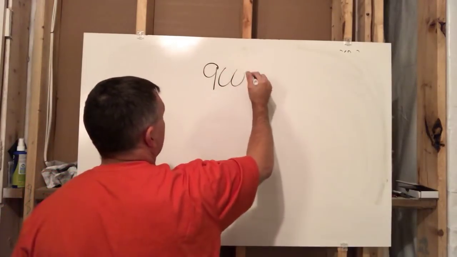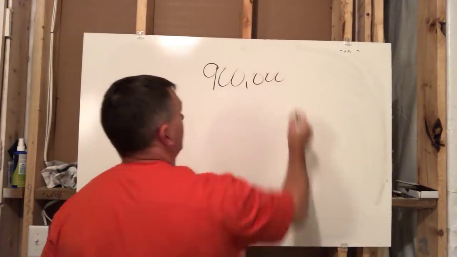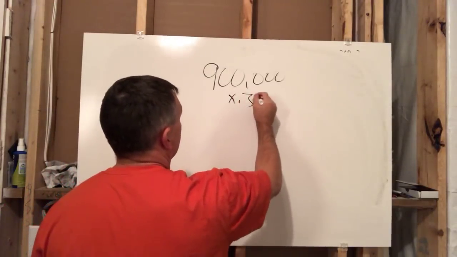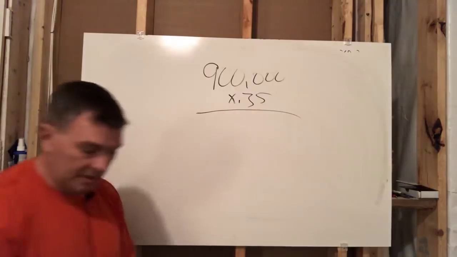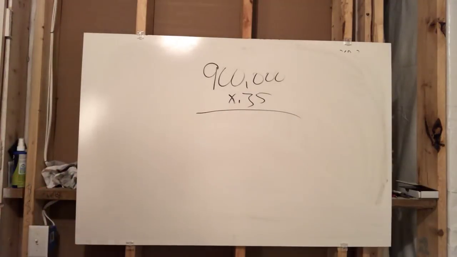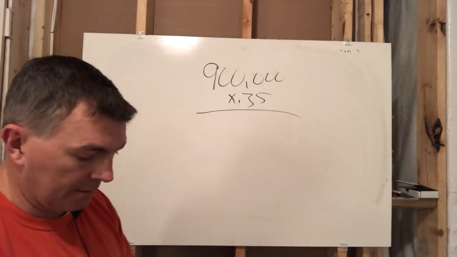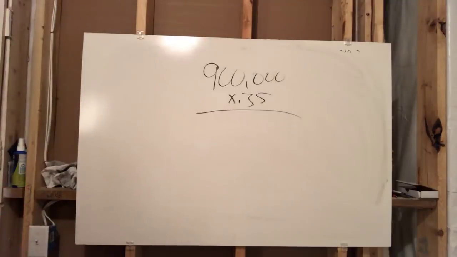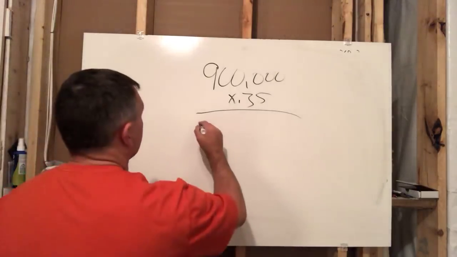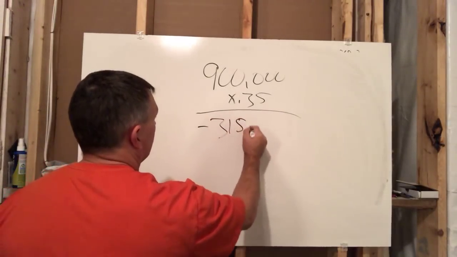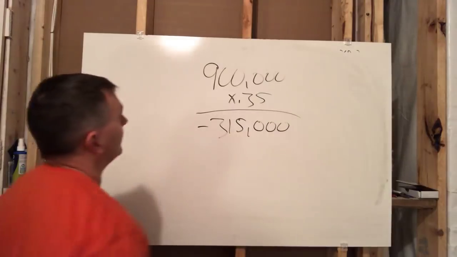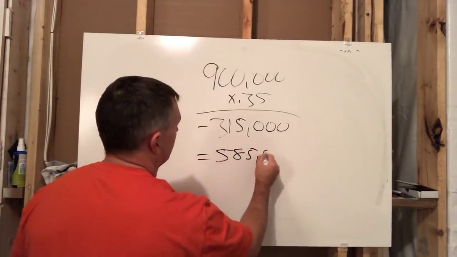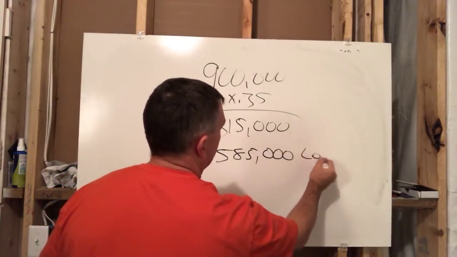$900,000, what does that do to their tax bracket? It puts them in the highest tax bracket. And that's without any income. They don't have to have any money. So $900,000 times 0.35, they're going to lose $315,000 in taxes. What does that give us? $585,000 left.